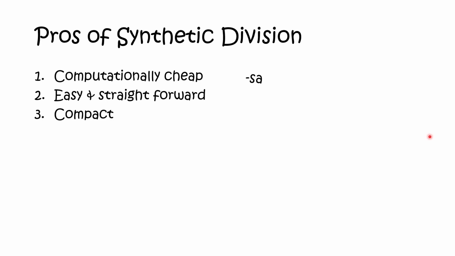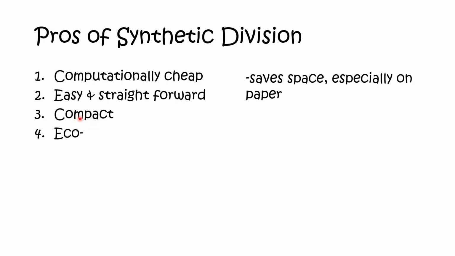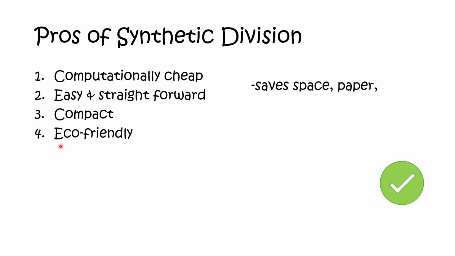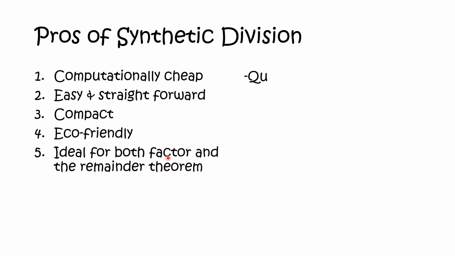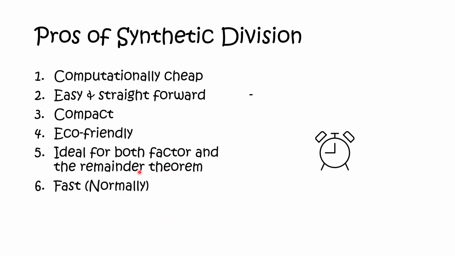3. It is compact. It saves space, especially when working on paper. 4. Considering pros 2 and 3, it is eco-friendly, saving electricity, resources, and paper. 5. It is ideal for the factor and remainder theorem. These are quickly obtained. 6. Fast, as it saves on the time.